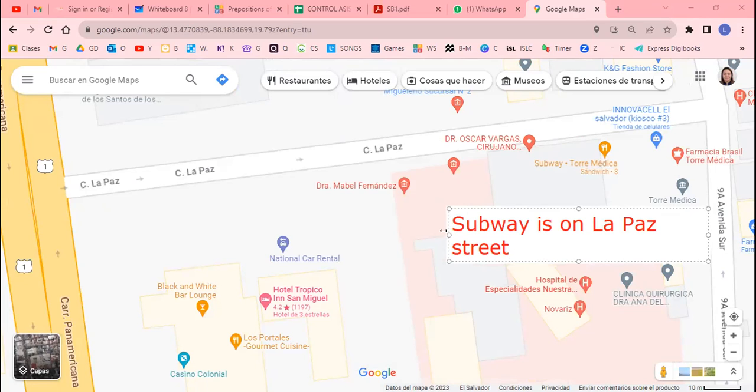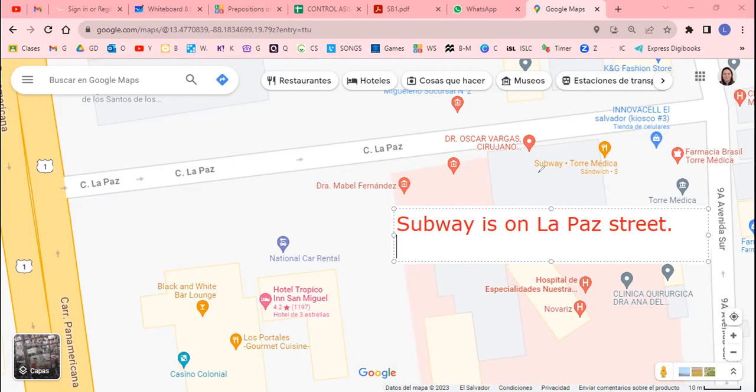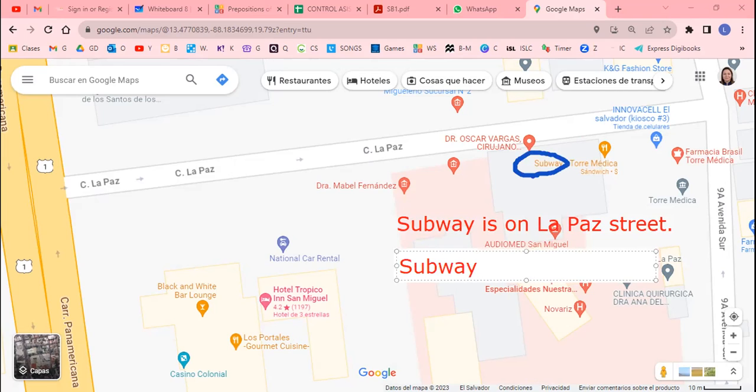Another way, otra forma de decir where is Subway? ¿A dónde está Subway? This old way. Ajá, aquí está Subway, pero me lo voy a señalar. Subway, acá. Sí. ¿Dónde es? Subway calle La Paz. Pero a la par de la Torre Médica. Next to Torre Médica. Pero es la misma.